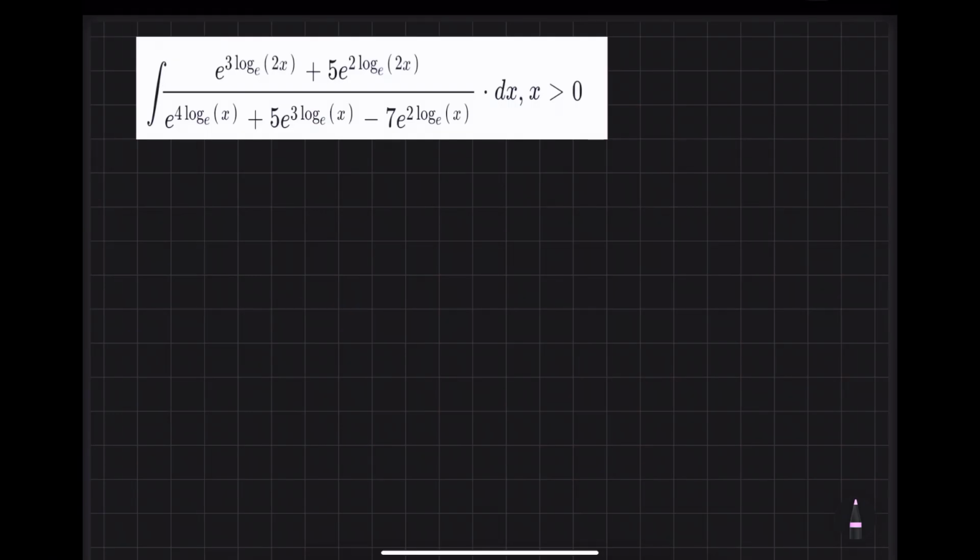Okay, so we have this question. Now look at this part. If you observe, this question is super annoying, correct? Now it looks ugly. So look at this, how we will handle it.